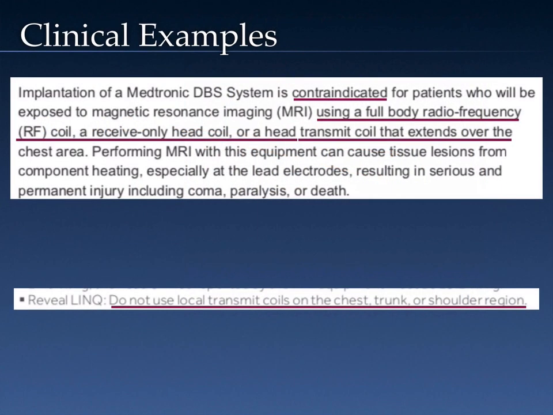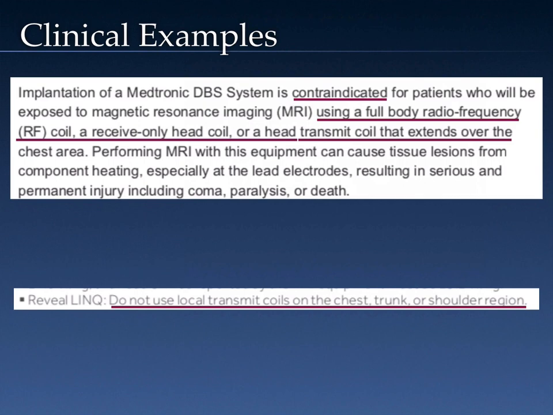Here are some clinical examples of conditions of use that mention the specific type of coil that should be used. The top example is from the MR conditions of use for a DBS, or deep brain stimulation system, and it states that one cannot utilize a receive-only head coil since the integrated body coil will be transmitting. Additionally, they cannot use a head transmit coil that would extend over the chest.